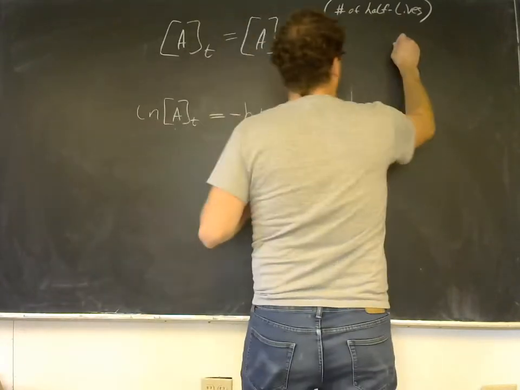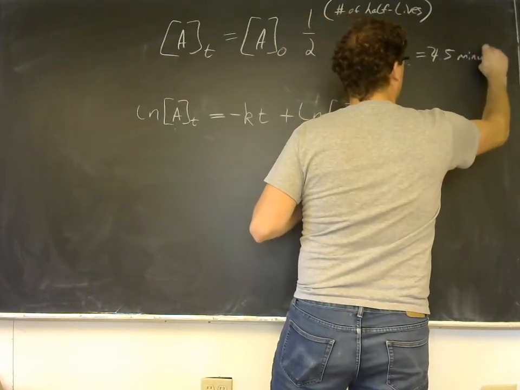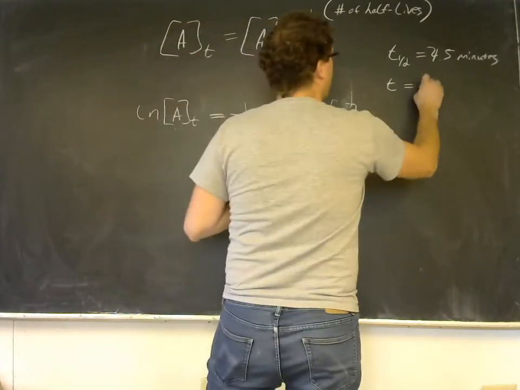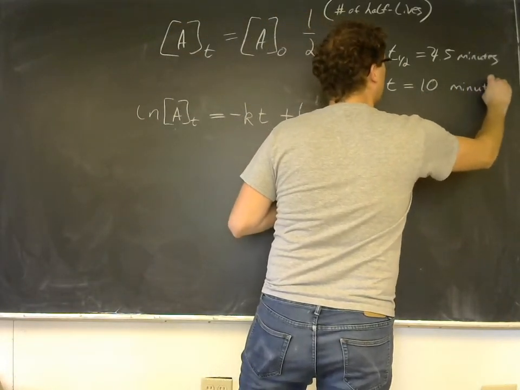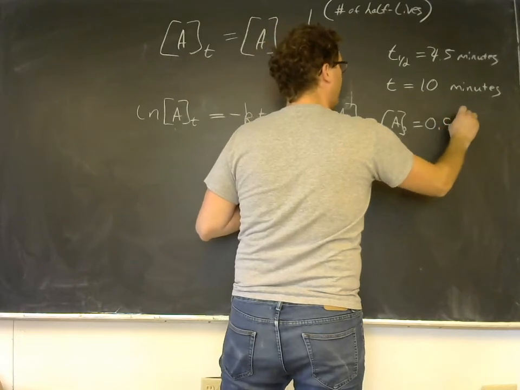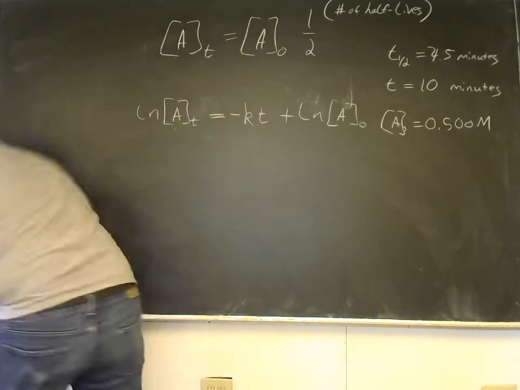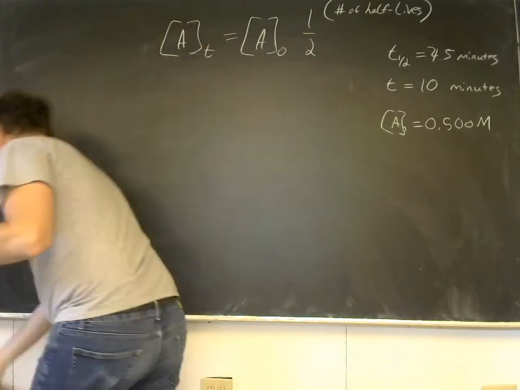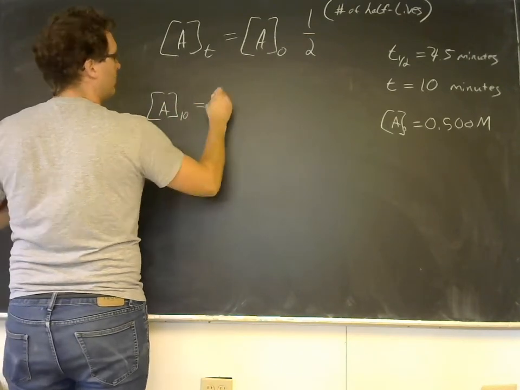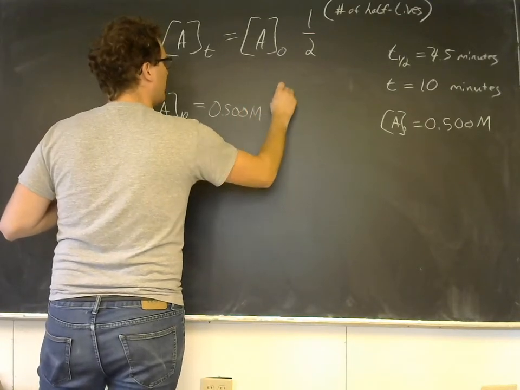So let's suppose your half-life is 4.5 minutes. And let's suppose you're curious how much will be left after 10 minutes. And let's suppose that your initial concentration was 0.500 molar. Well, we can just plug those numbers in. Right, so my concentration of A at 10 minutes is going to equal 0.500 molar times 1/2 raised to the power.